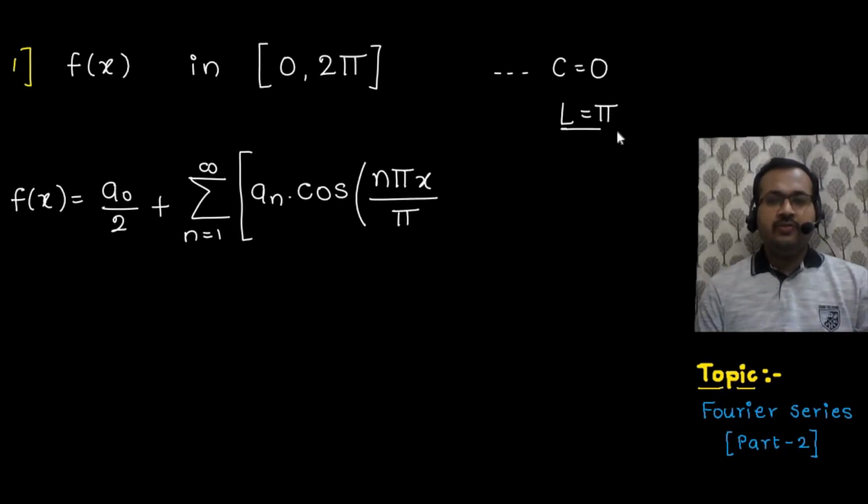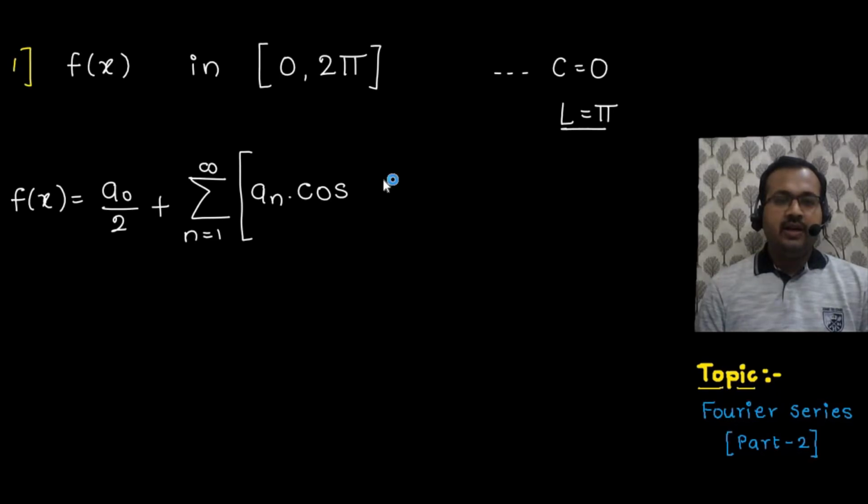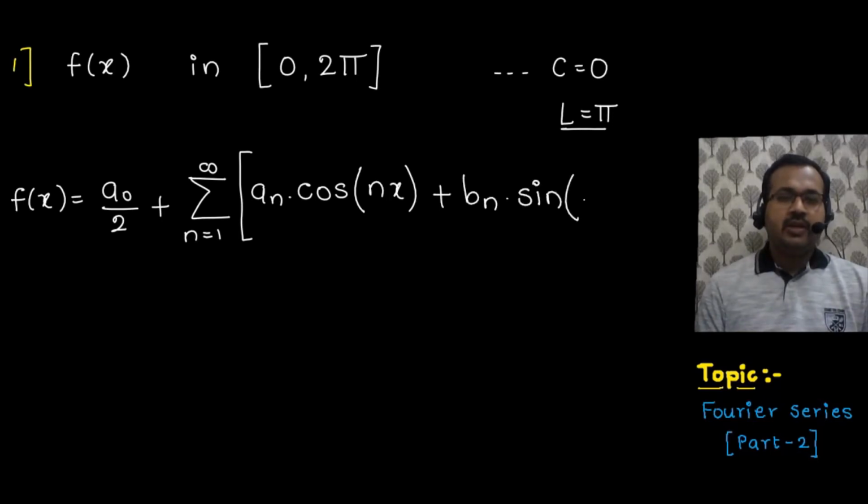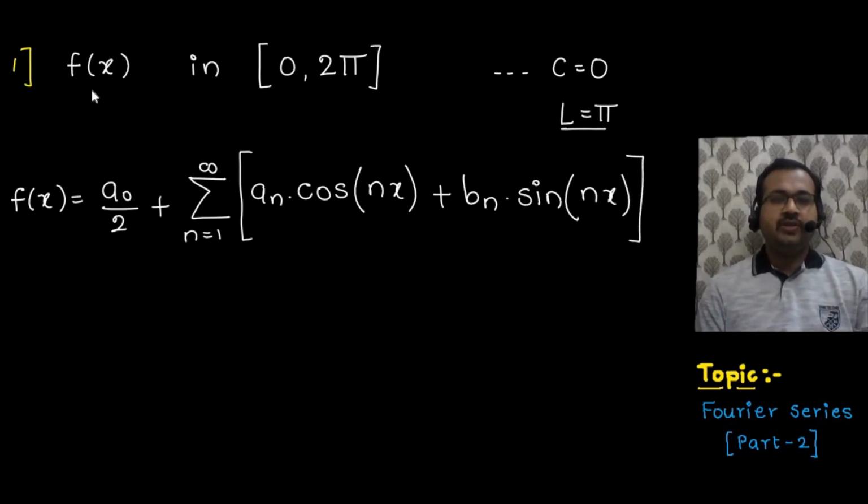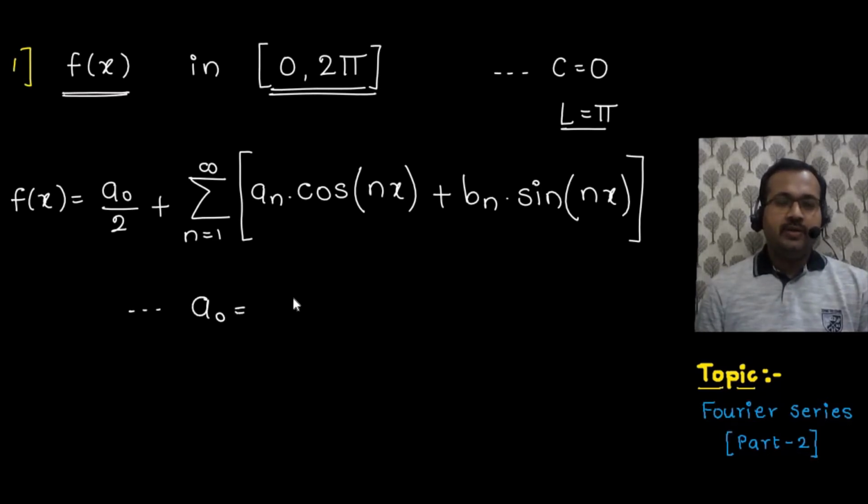So since value of L is equal to pi, we can simplify it here, and we are taking the term cos nx only, plus bn times sine nx. So this is your Fourier series representation for periodic function f of x with period 2 pi in the interval 0 to 2 pi, where we can generalize the Fourier coefficients as well.